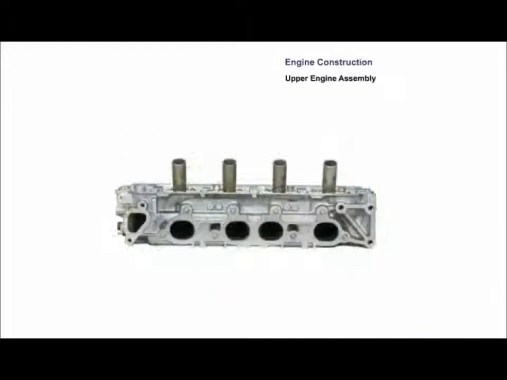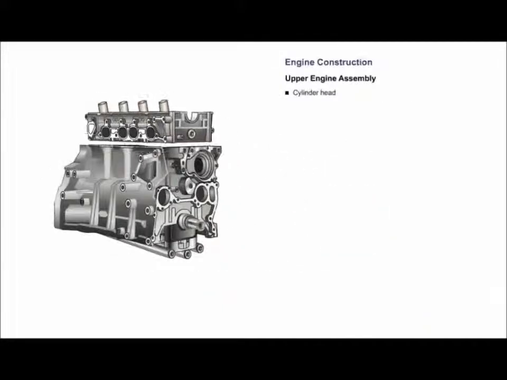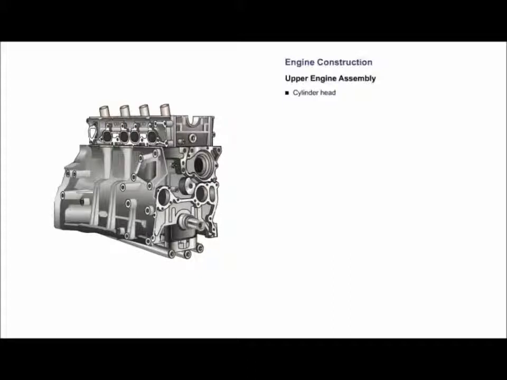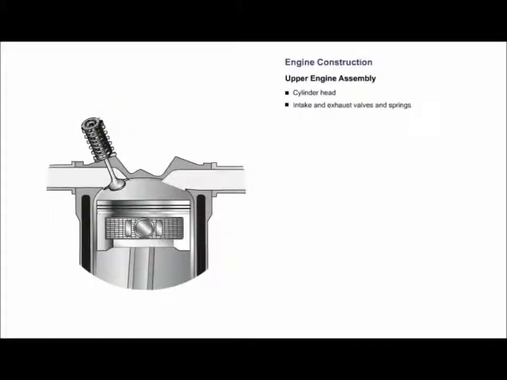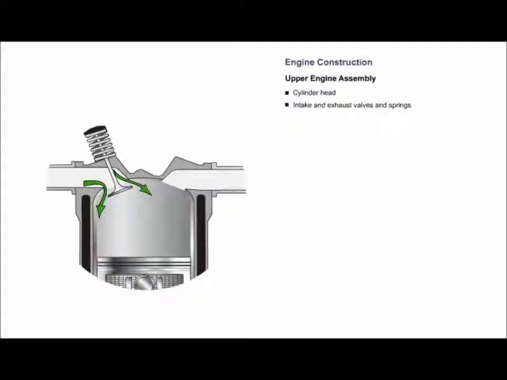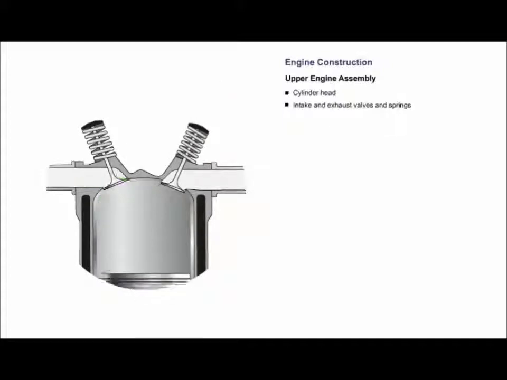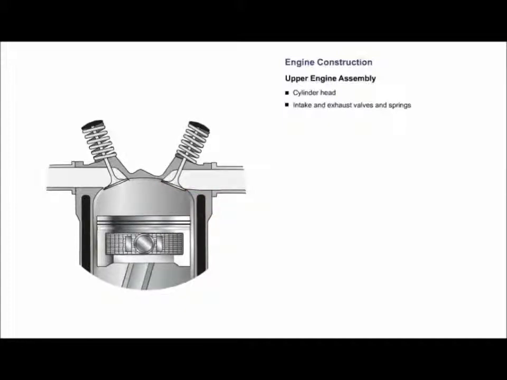The cylinder head forms the roof and completes the combustion chamber. The intake valve, when open, allows the air-fuel mixture to enter the combustion chamber. The exhaust valve, when open, allows the exhaust gases to exit the combustion chamber. When the valves are not held open, the springs pull the valves closed to provide a seal.